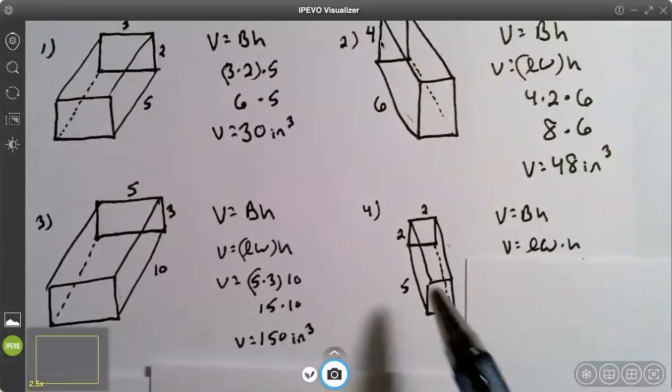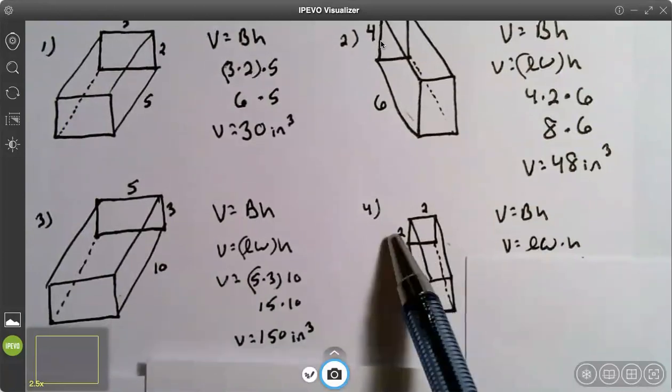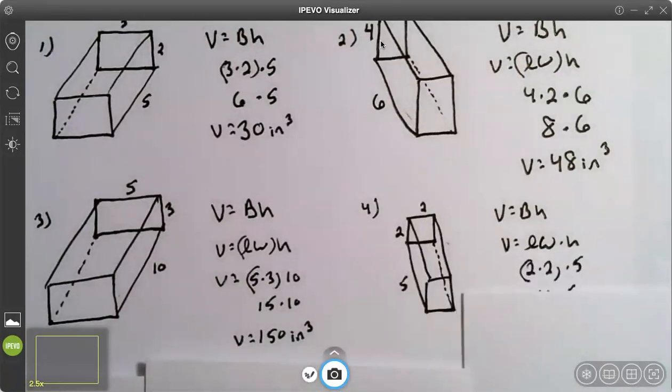Try number 4, another rectangular prism. Plug in the length and width and the height and find the volume of the rectangular prism. Your length and width of the base are both 2. 2 times 2 will give you 4. And then 4 times 5 is 20 cubic units.